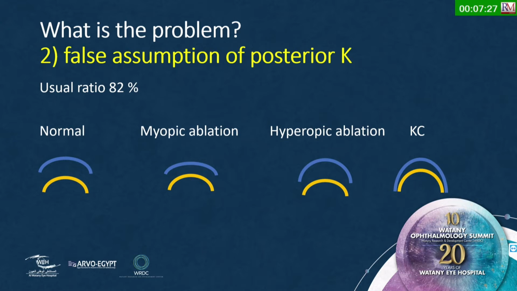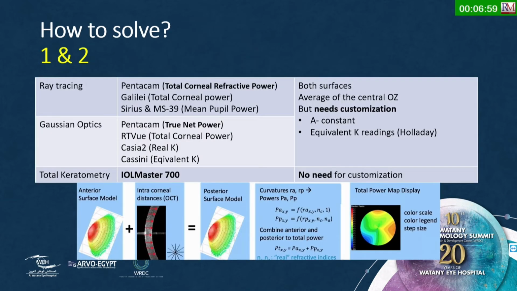The second assumption is that the relation between the anterior corneal surface and the posterior corneal surface is constant, about 82%. This is okay in normal corneas, but in myopia we flatten the anterior surface and leave the posterior surface. In hyperopia, we steepen the anterior surface and leave the posterior surface. And in keratoconus, both of them are steep, but not in proportion. So the assumption is false. We cannot predict the posterior corneal surface according to the anterior corneal surface.